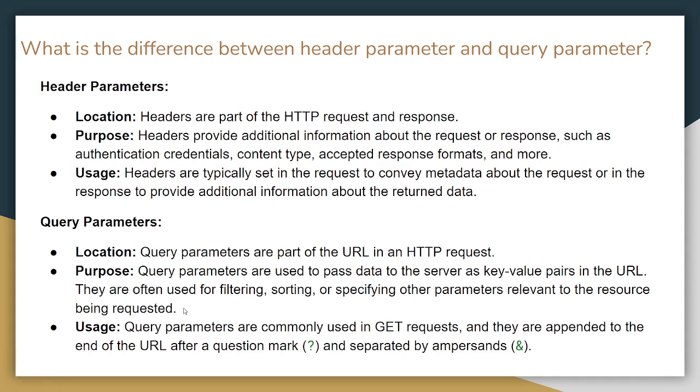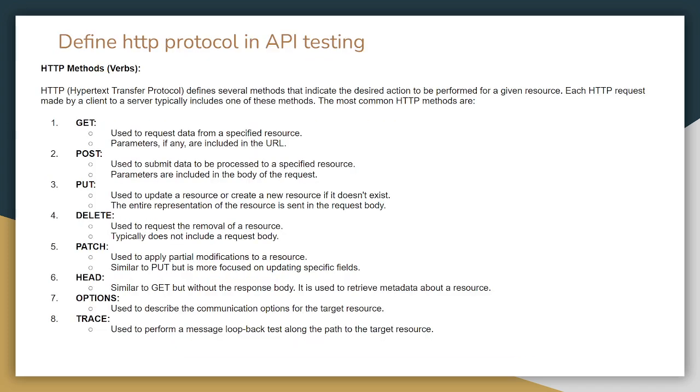Okay, in summary, header parameters are a part of the HTTP request and convey metadata about the request or responses, while query parameters are part of the URL and are used to pass data to the server for specific operations on the requested resource. Okay, let's move on to the next.